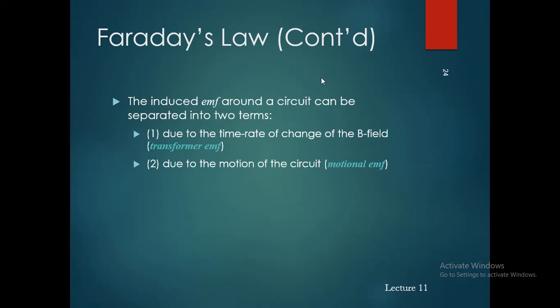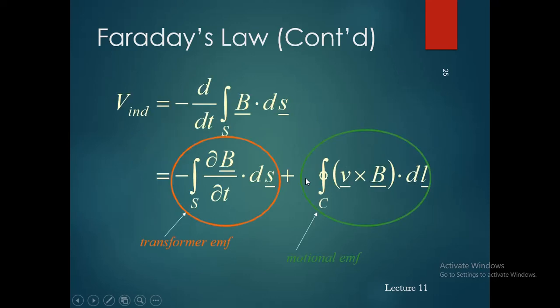So the induced EMF in a circuit can be separated into two terms. There are two types of EMFs which are induced. One is the transformer EMF, and the second one is the motional EMF. Due to the time rate change of the magnetic flux field, that is called the transformer EMF. Due to the motion of the circuit, that is called the motional EMF. These two are very important EMFs which are induced.